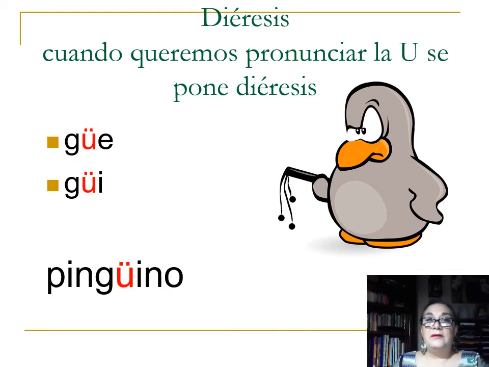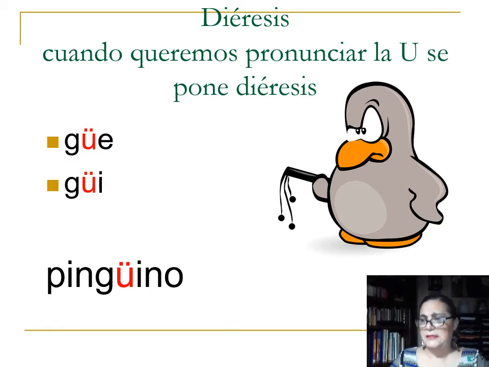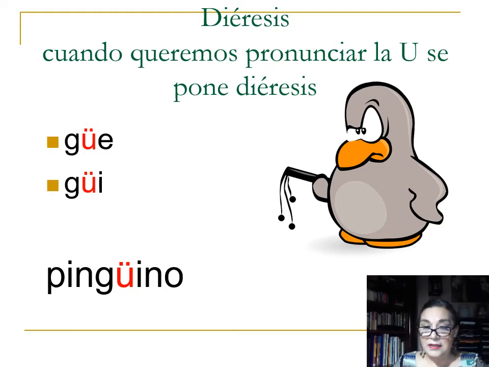For example, we have our visual that is a penguin. We say pingüino. Why? Because we have those diéresis at the top. If we didn't have it, for whatever reason, it would be pinguino, and that doesn't exist. So in the alphabet, in the dictionary, if you see that U with the dots, it's because you have to pronounce the U. Okay? Bien.